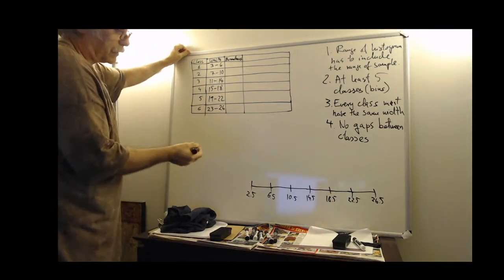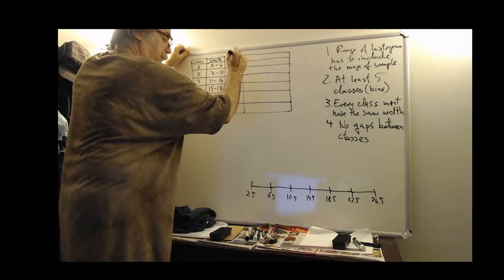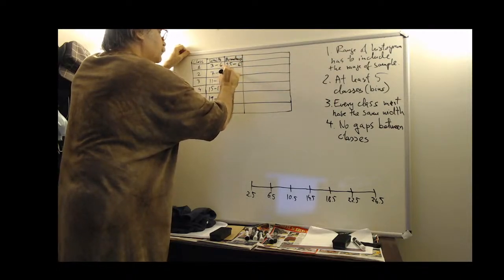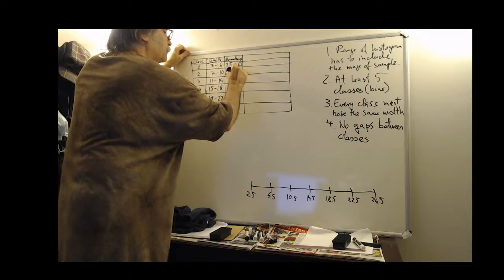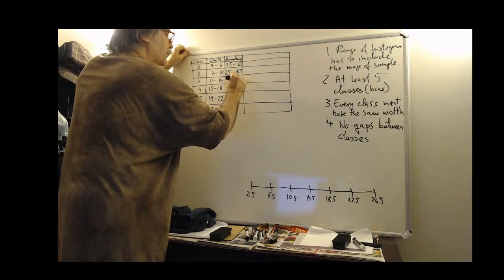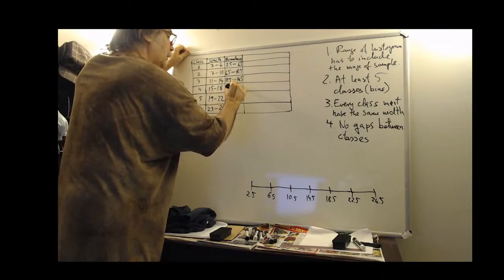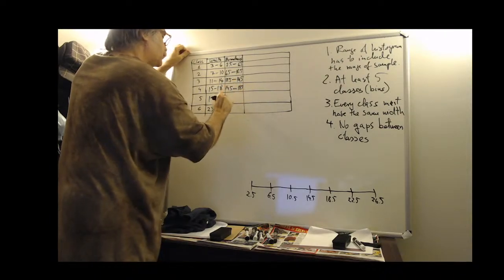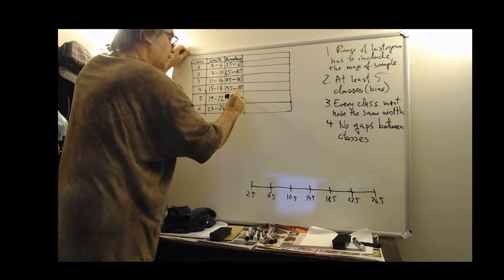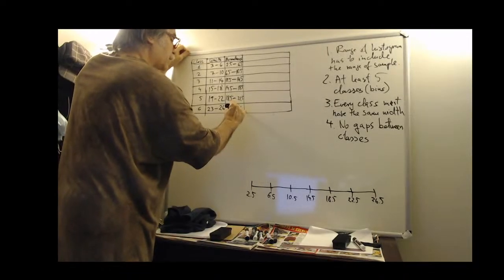Now the boundaries are already written down there, so I might just want to repeat them. 2.5, 6.5, 10.5, 14.5, 18.5, 22.5, and the last one is 22.5 to 26.5. Okay?